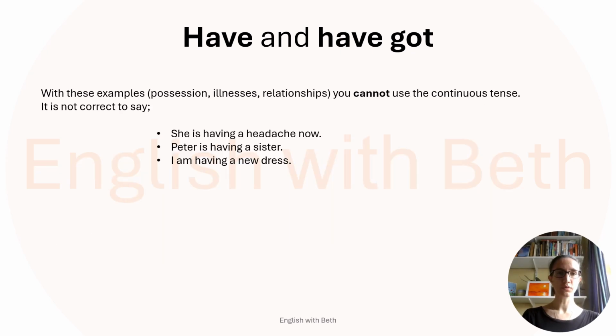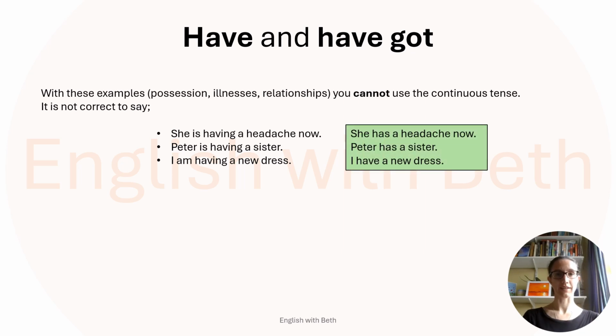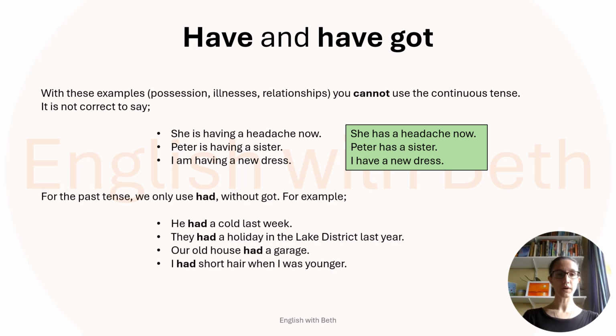With these examples for possession, illnesses and relationships, you cannot use the continuous tense. So it is not correct to say she is having a headache now, Peter is having a sister, or I am having a new dress. Instead, we would say she has a headache now, Peter has a sister, or I have a new dress. Or, of course, you can say, she has got a headache now, Peter has got a sister, or I have got a new dress.